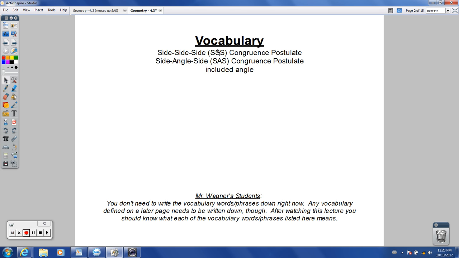Here are our new terms for this lesson, so you should know at the end of this lesson, or at some point in between, what side, side, side means, and side, angle, side. These are postulates, so these are things we're going to assume are true. And then an included angle. What is an included angle? Make sure you know what that is at the end.